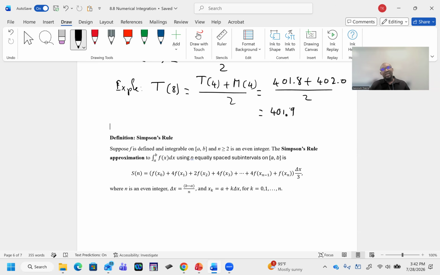S_n is equal to (f of x0 plus 4 times f of x1 plus 2 times f of x2 plus 4 times f of x3 plus and so on plus 4 times f of x_(n-1) plus f of x_n) times delta x divided by 3, where n is an even integer. Delta x is always (b minus a) divided by n, and x_k is a plus k times delta x, for k starting from 0, 1, up to n.